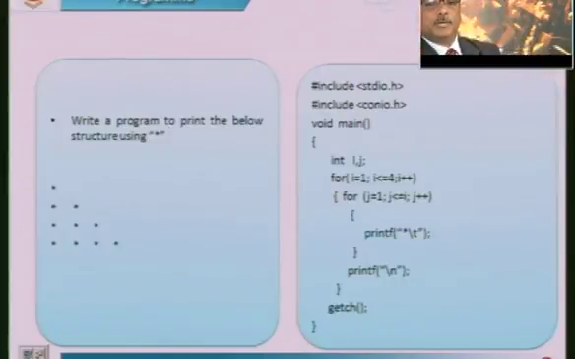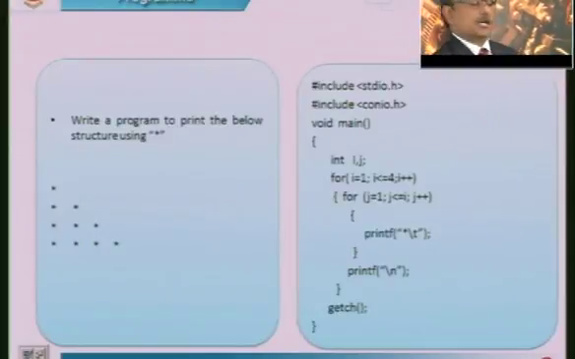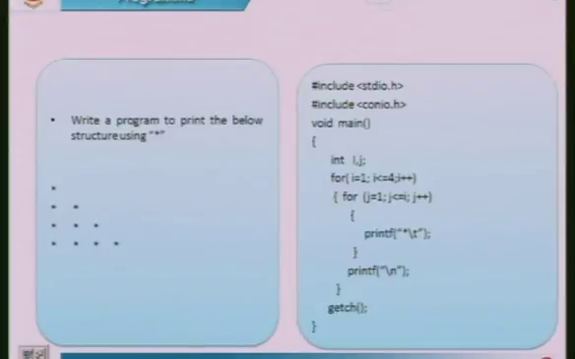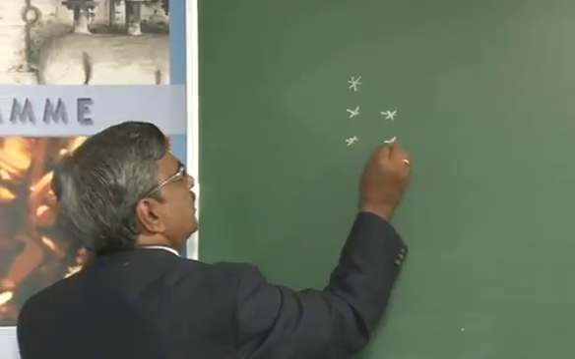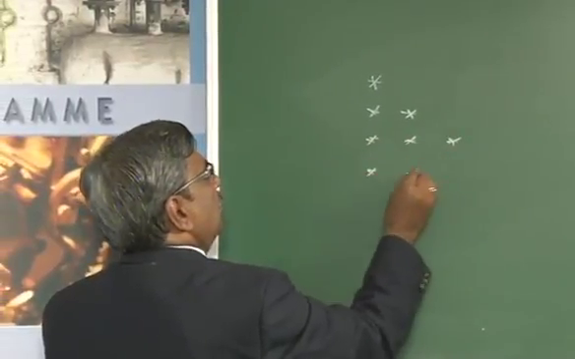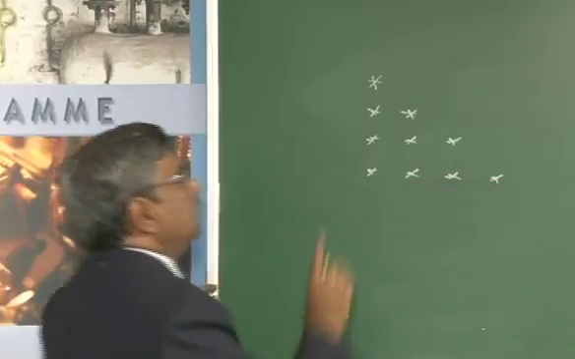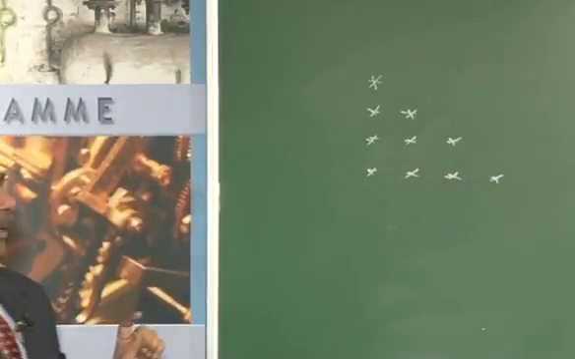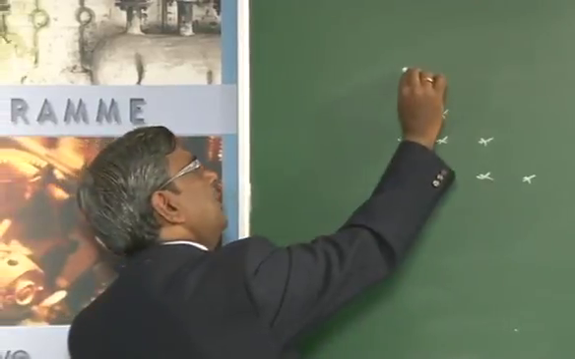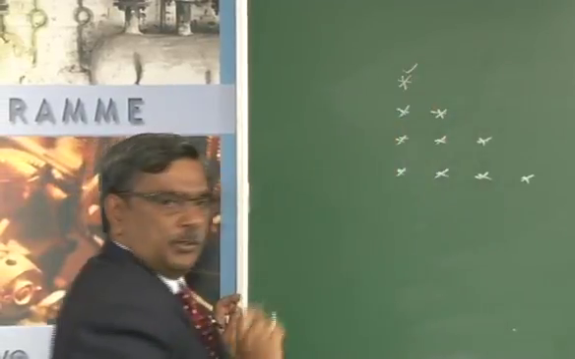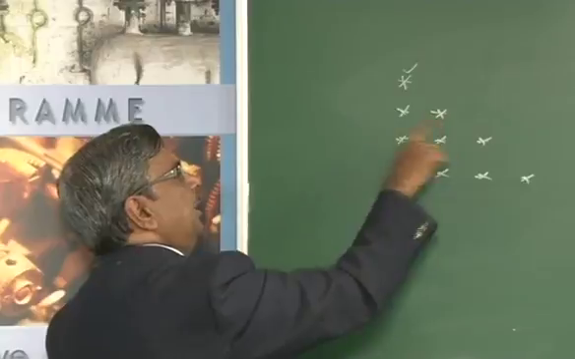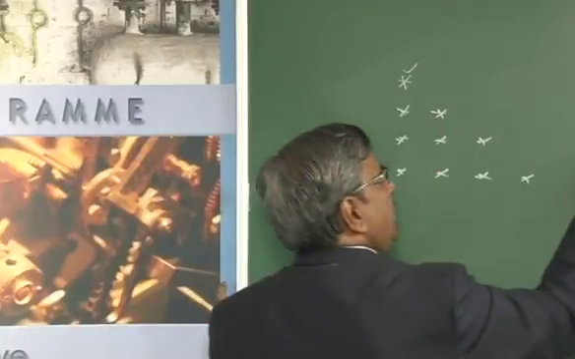Write a program to print the below structure using star. I want the output to be 1 star, 2 stars, then 3 stars, then 4 stars. So this is the output I want. A simple logic. Observe this. The first time only 1 star is to be printed. Next time 2 stars. So you can start like this.